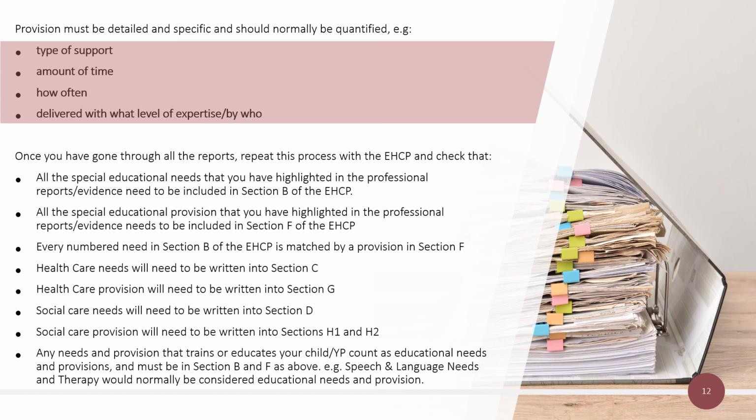Healthcare needs will need to be written into section C. Healthcare provision will need to be written into section G. Social care needs will need to be written into section D. And social care provision will need to be written into sections H1 and H2.